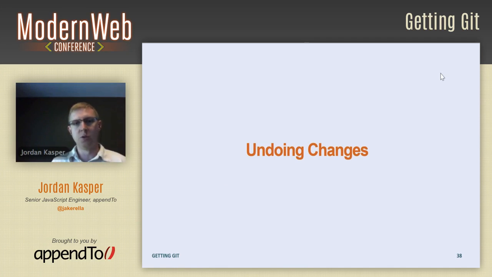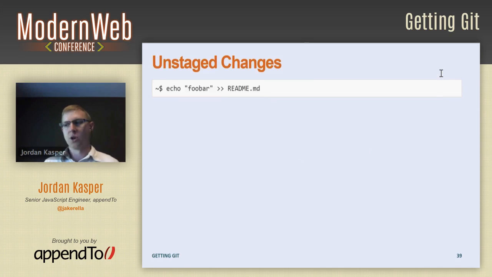Okay, so let's talk about undoing changes. In this case, we were just amending commits. Now we've done something wrong, and we need to fix it. We need to undo something. So let's start with unstaged changes. So you add a line to the README file. You add a line foobar to the README file, and you didn't actually want to do that.